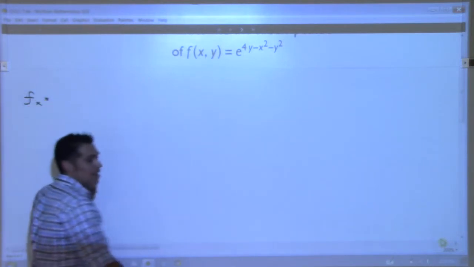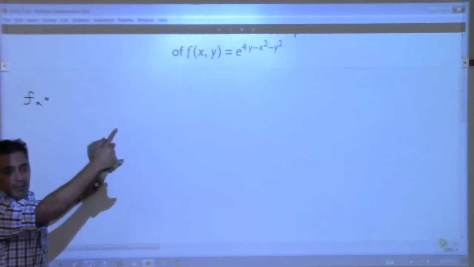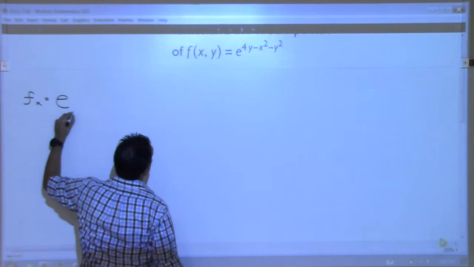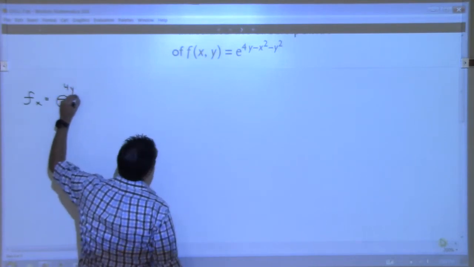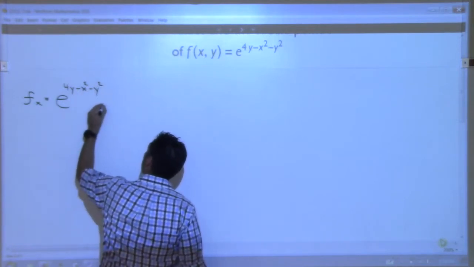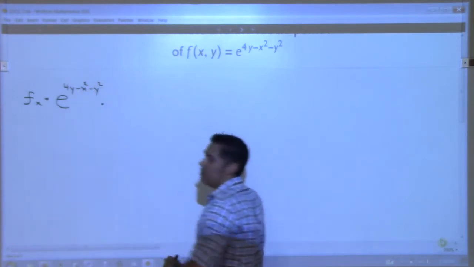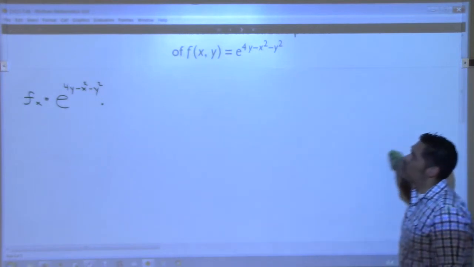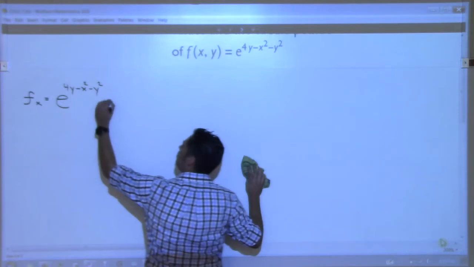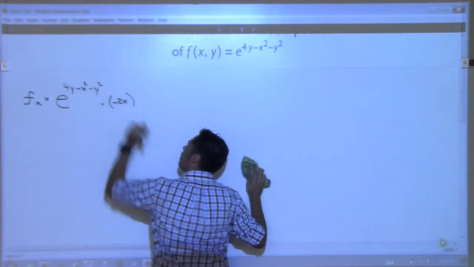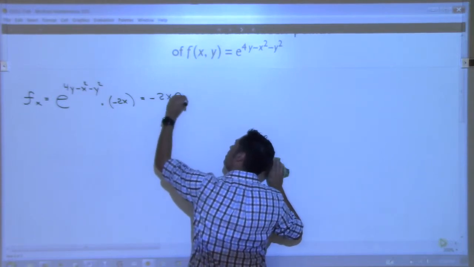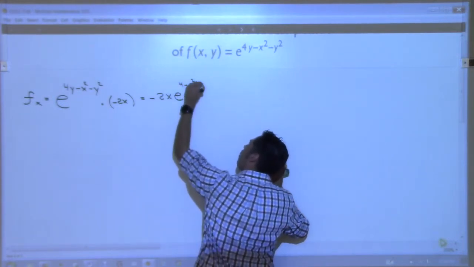So first of all, you're trying to take the derivative of e to something, right? So the derivative of that is itself. So e to the 4y minus x squared minus y squared. Times, chain rule, the derivative of what's up here with respect to x. Minus 2x, right? Times negative 2x. All right, let me clean that up. That is negative 2x e to the 4y minus x squared minus y squared.